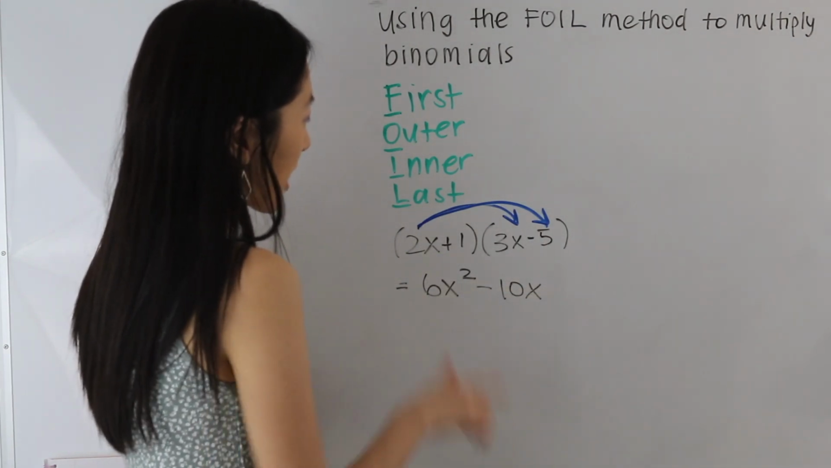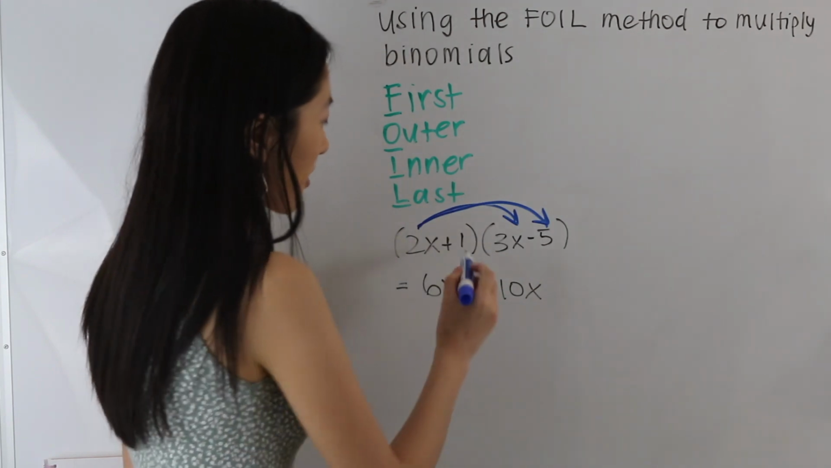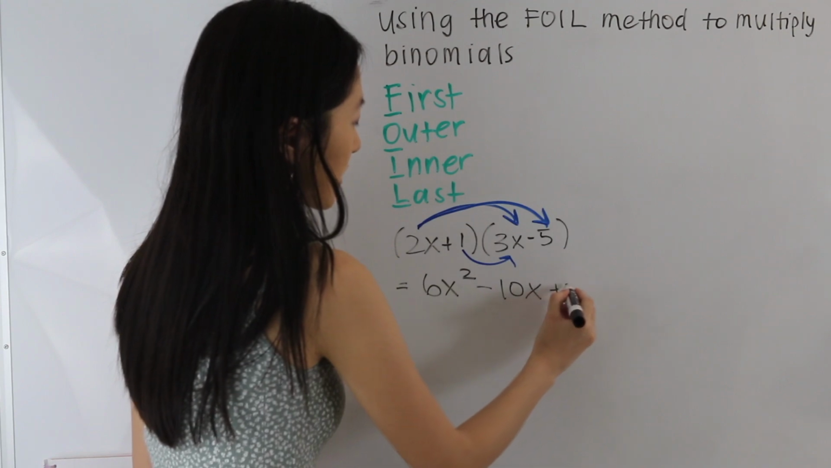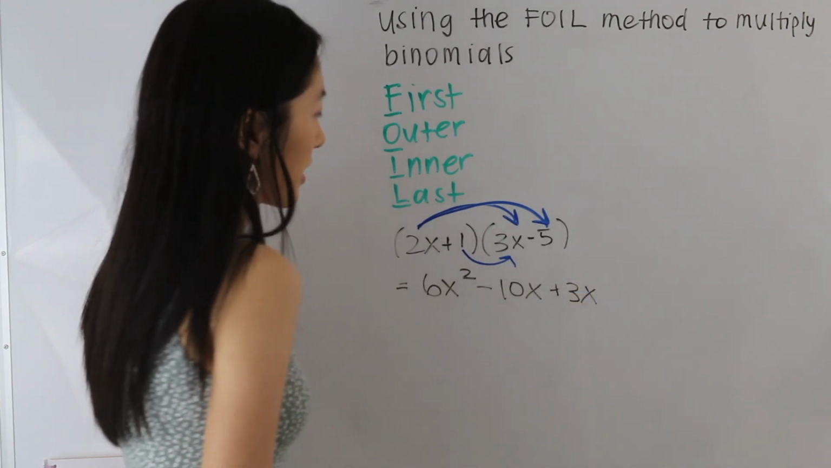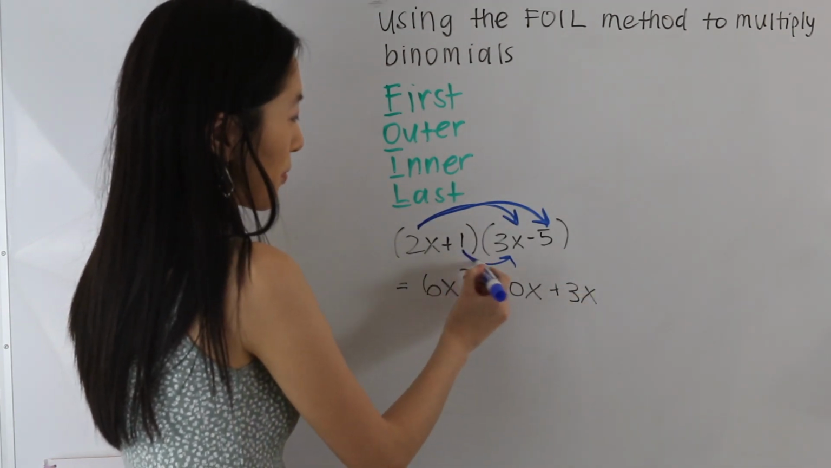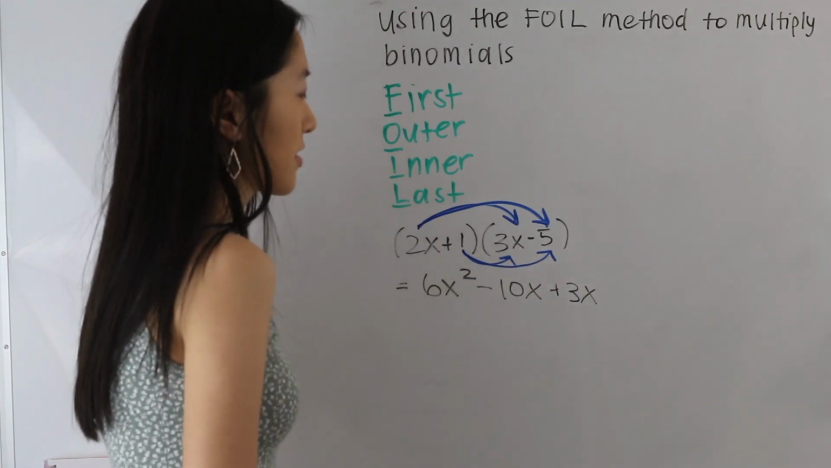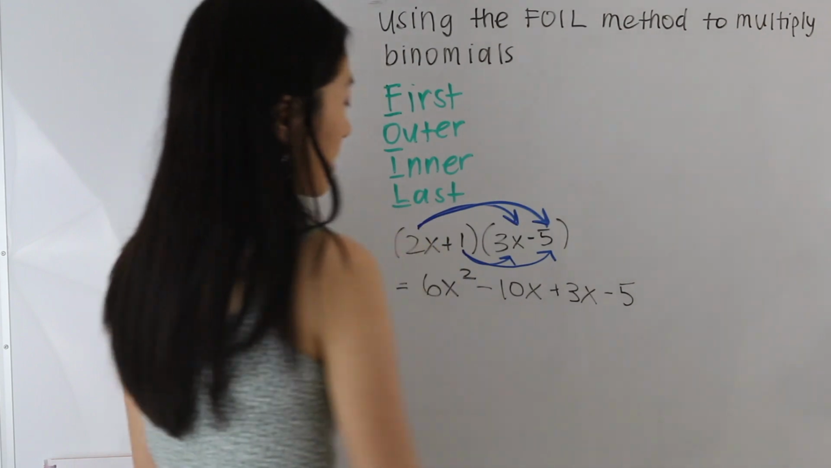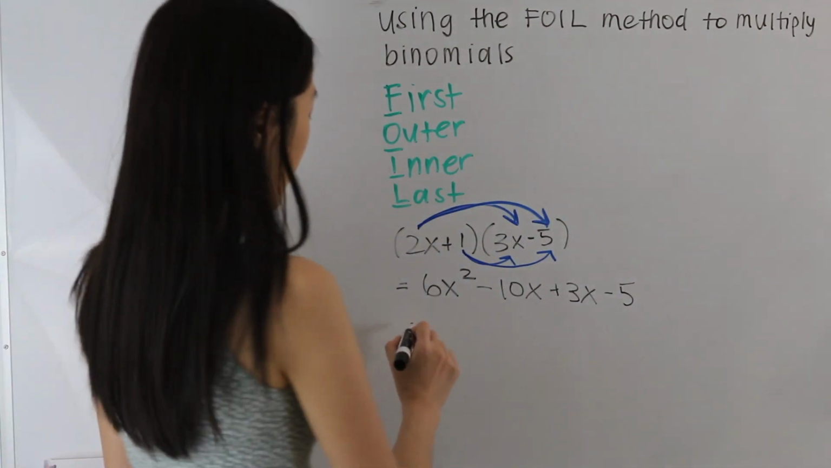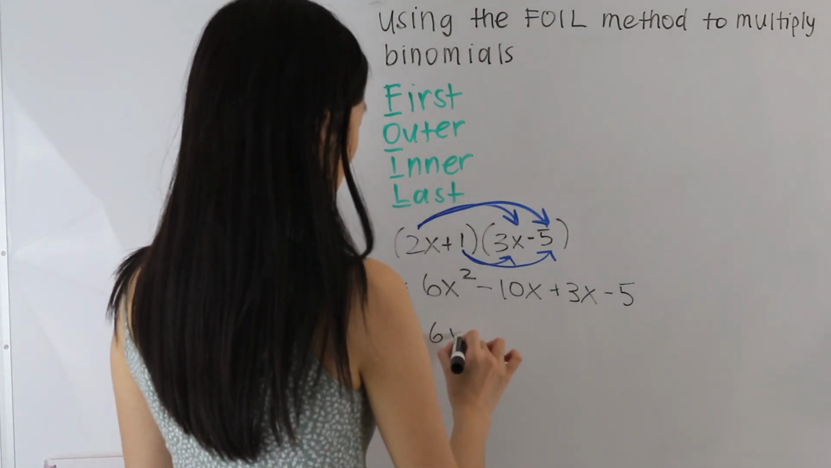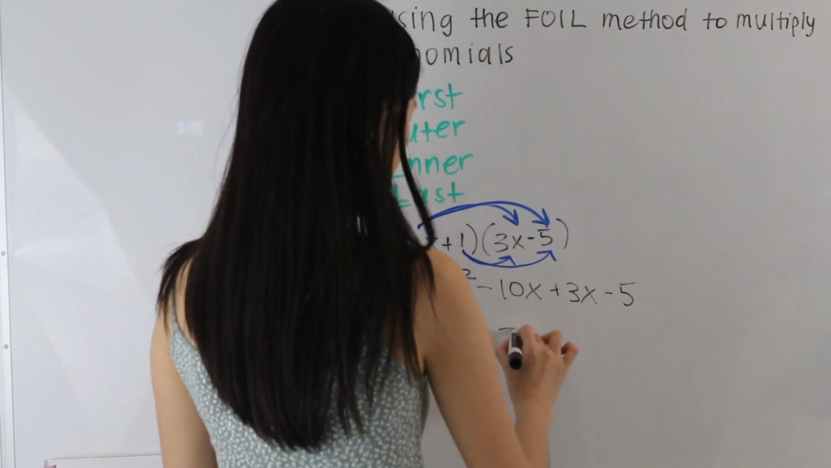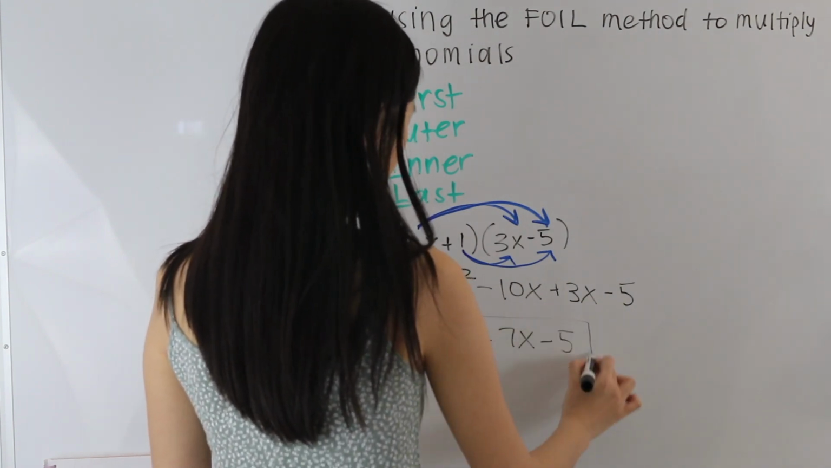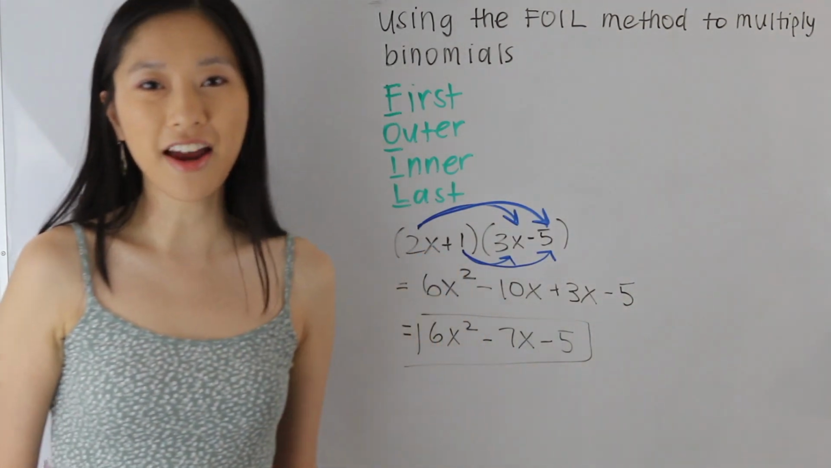Next, let's multiply our inner terms, the 1 and the 3x, and that gives us 3x. Then let's multiply the last terms, so 1 and negative 5, which gives us negative 5. Then let's simplify. We get 6x squared minus 7x minus 5, and that is our final answer.